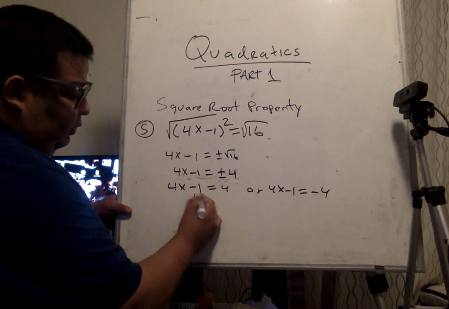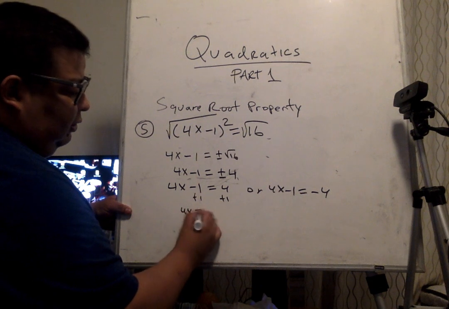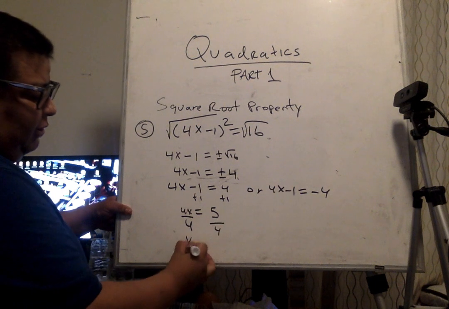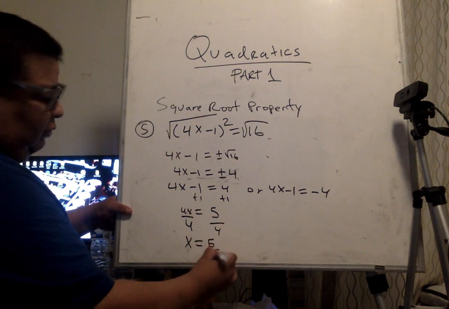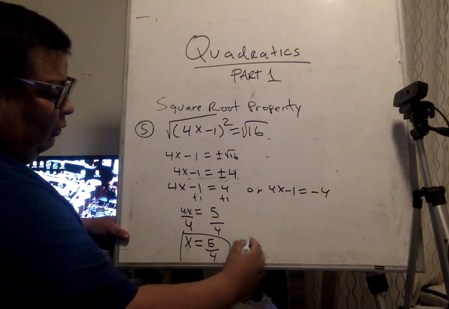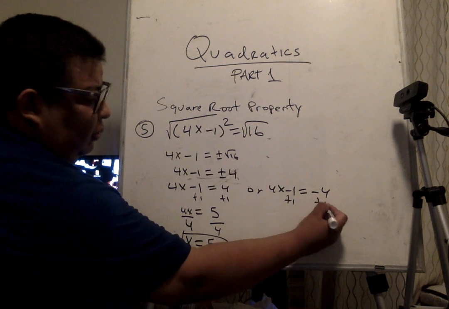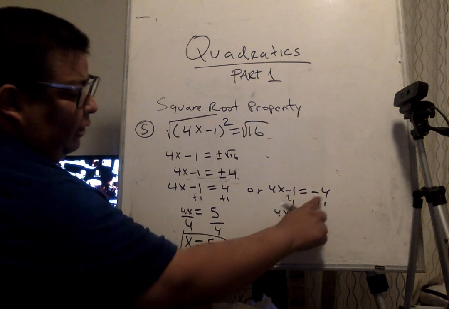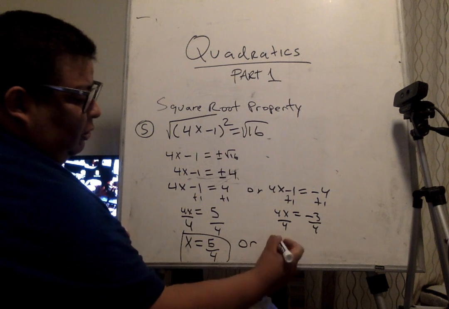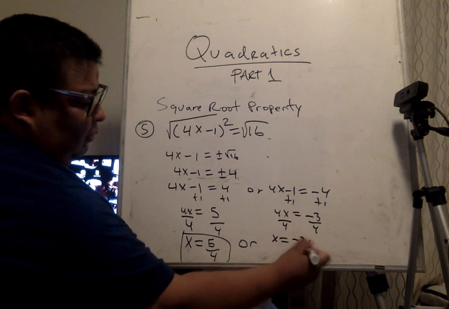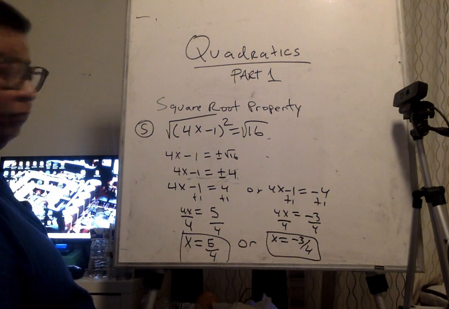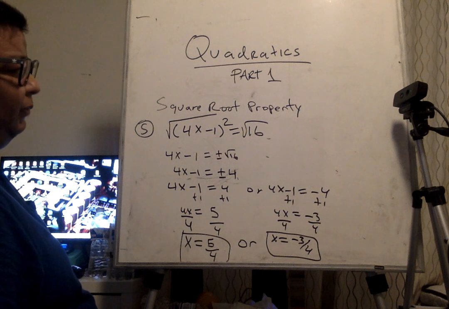Alright, so now we add 1, so 4x equals 5. We divide by 4, so x equals 5 over 4. That's one solution. Or we add 1 to negative 4, so 4x equals negative 3. We divide by 4, so x equals negative 3 over 4. That's our second solution. So we have two solutions, this one and this one. And that's the final answer for this problem.